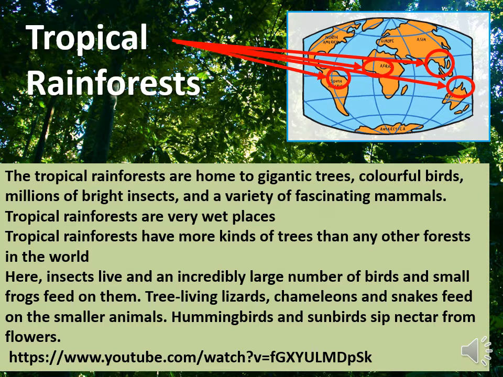There are many different types of animals and plants. The majority of different types of plants that you find, the maximum are found in tropical rainforest. There are tree-living lizards, there are chameleons, there are snakes, and you'll be seeing a video now, again from your additional resources, to show you how different animals are there.